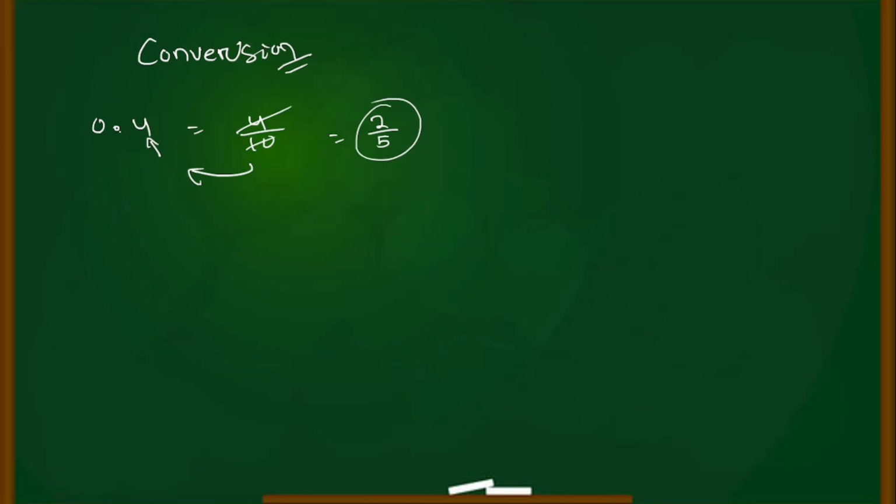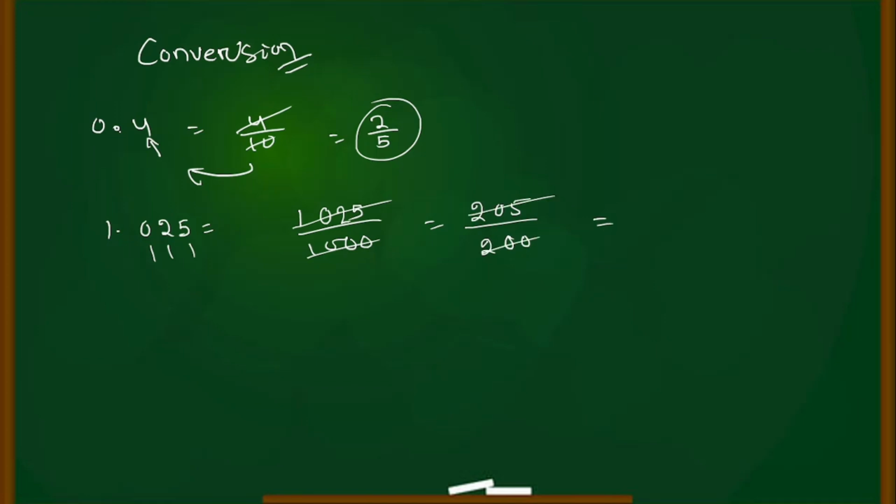Now simply, convert 1.025 into a rational number in lowest form. First we write the number, that is 1025. After the decimal how many digits? 3 digits, that's why 1000. Now cancel with 5: 5 times 205 is 1025, 5 times 200 is 1000. Again divided by 5: 5 times 41 is 205, 5 times 40 is 200. So it is 41 by 40.